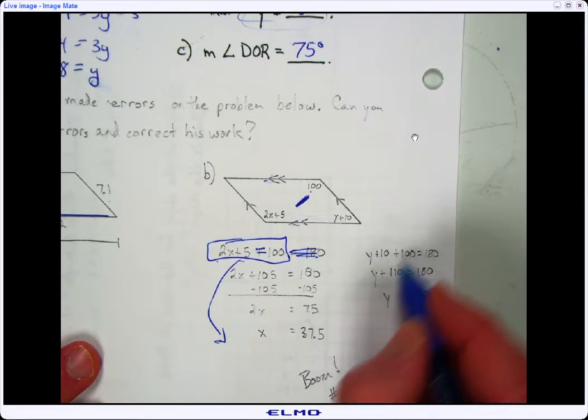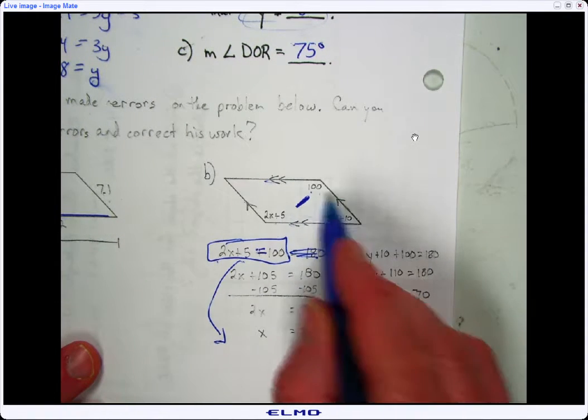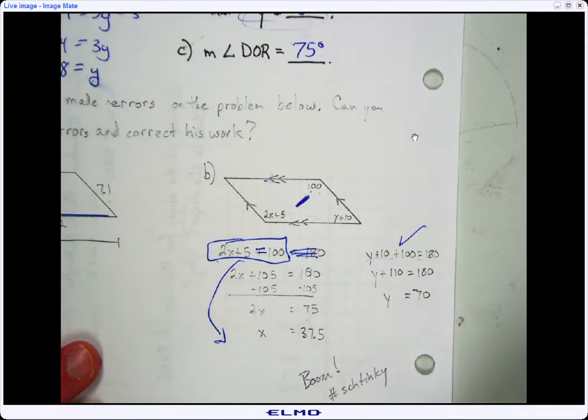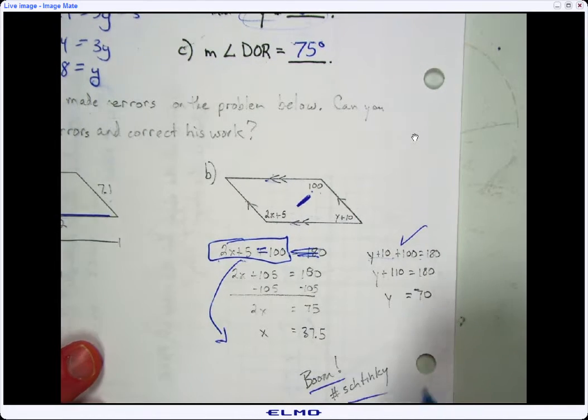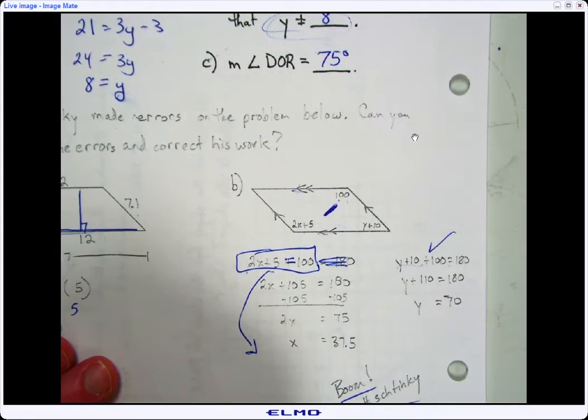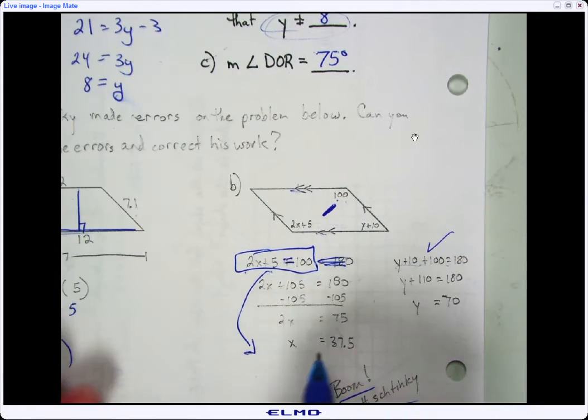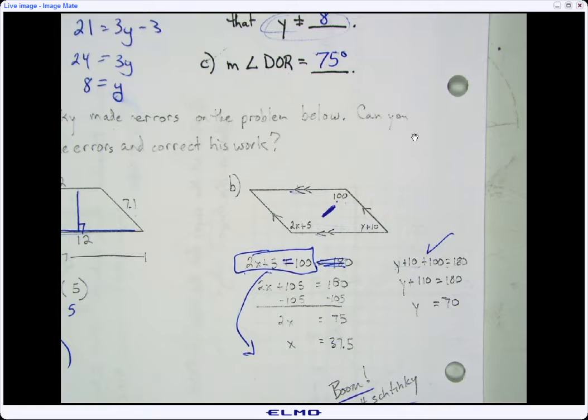Second part here, Stinky said y plus 10 plus 100 equals 180. This is correct. So Stinky was right there. Boom, Stinky. This one ends up, I think, being 47.5 when you correct it. So that is going through some of the thinking questions that we've been doing.